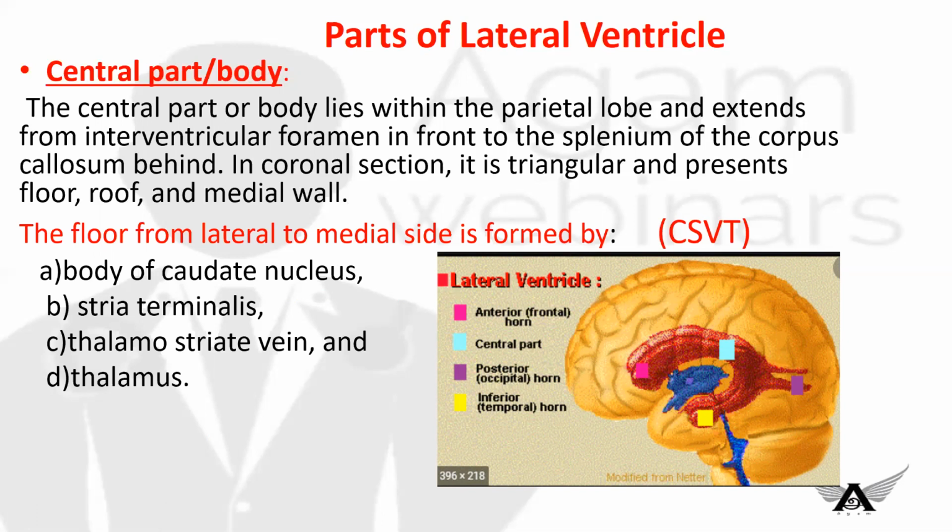you marks. The floor, from lateral to medial side, is formed by the body of caudate nucleus, stria terminalis, thalamostriate vein, and thalamus. So the mnemonic I put here is CSVT. We will have many mnemonics. I found this one, CSVT. C, caudate nucleus. S, stria terminalis. V is thalamostriate vein, and T the thalamus.